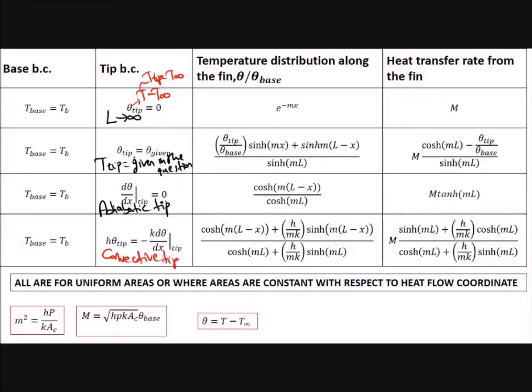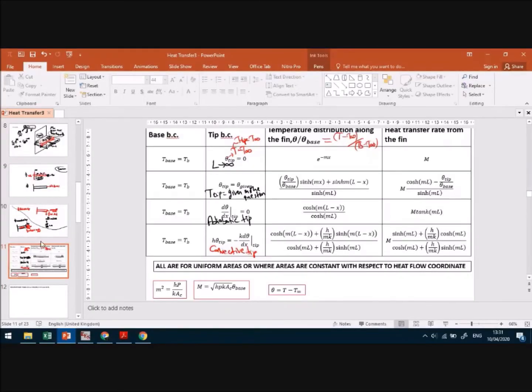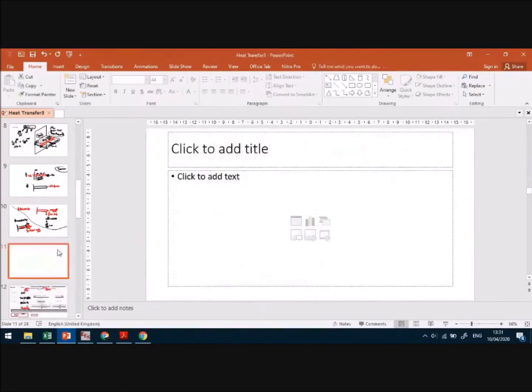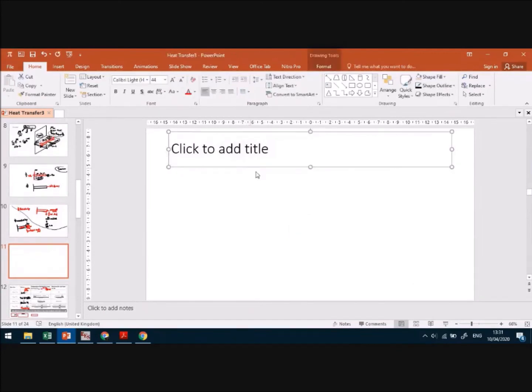So we have 4 different conditions. For these 4 different conditions, you can see that here we have the temperature distribution along the fin. It is given as theta over theta base, or T minus T infinity divided by T base minus T infinity. So this is the temperature distribution along the fin. Why is it important? Because we should know how the temperature changes and whether this fin is useful or not.